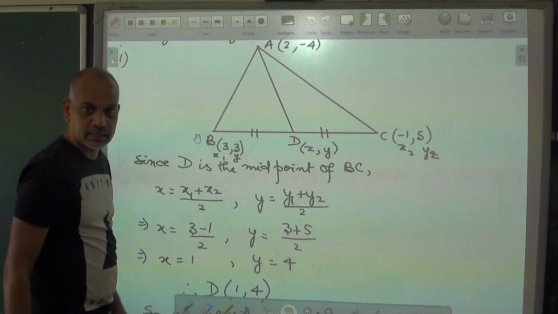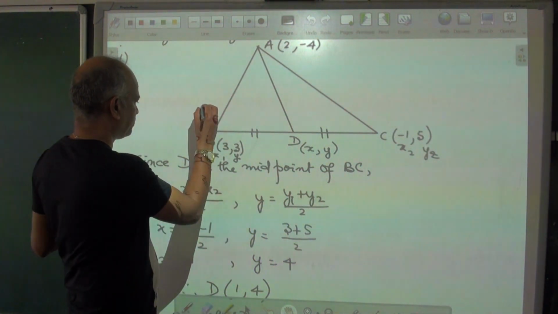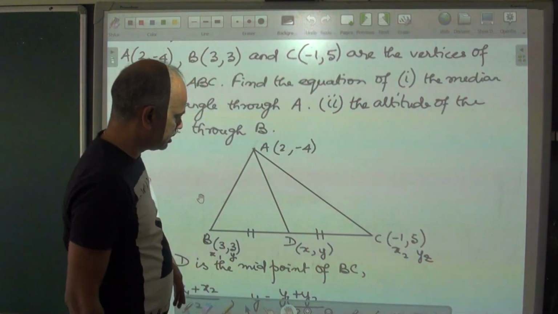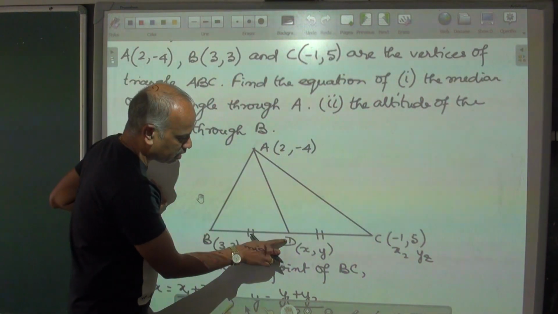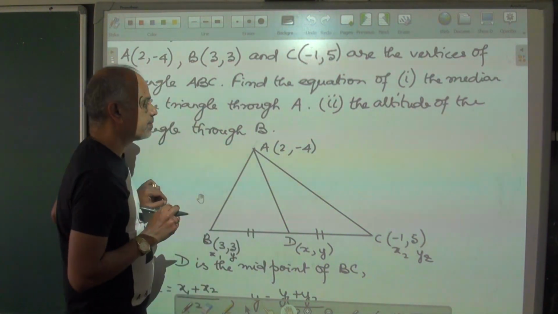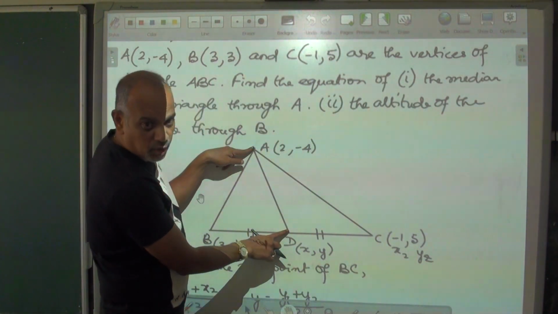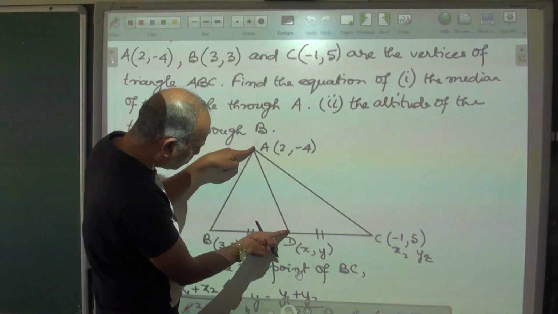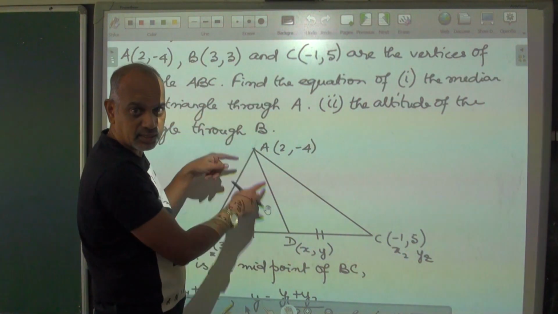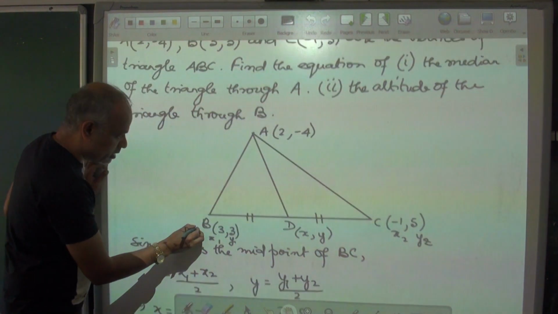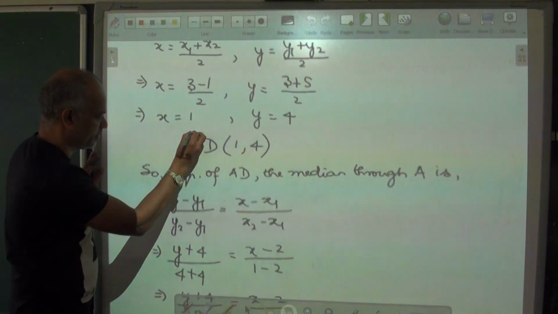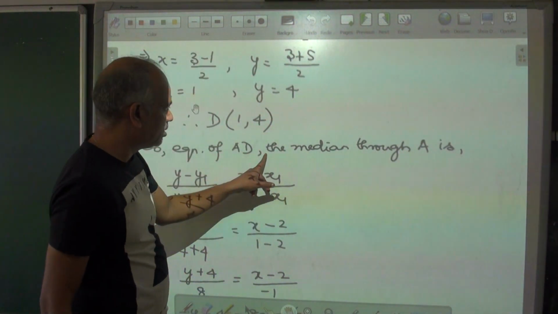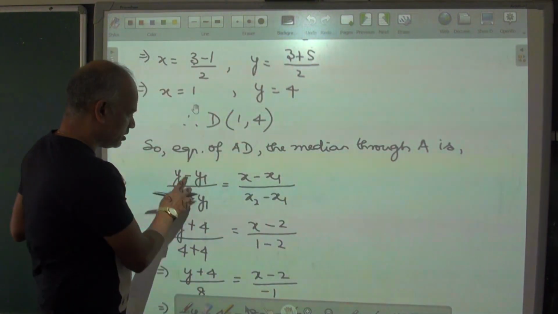You know the midpoint. The question was, you have to find the equation of the median. This was the median. On this median, see what all you know. You know A and just now we found D. So 2 points are known, which means you can find its equation. So the equation of AD, the median through A, is this.